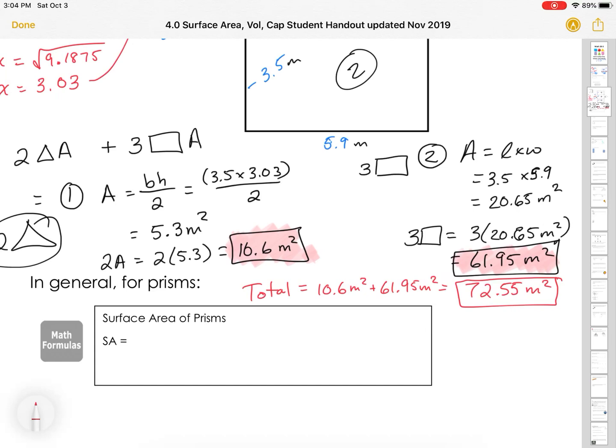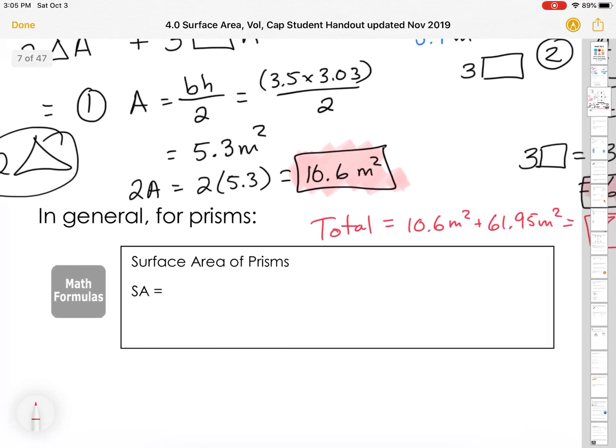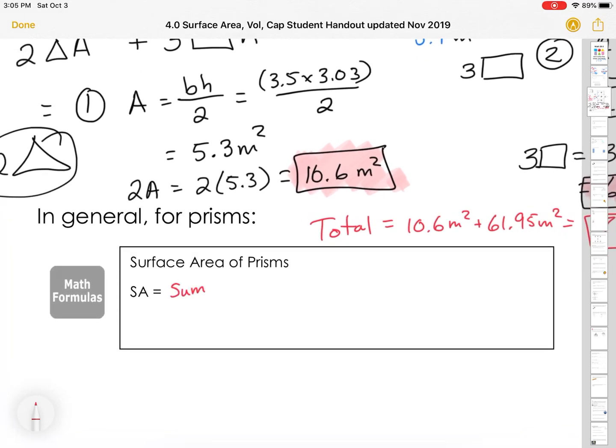Okay, so you do have to do a little bit of detective work, but it's really about sorting out what your sides are. Feel free to use different colors to label them with numbers. I'm sorry I wasn't a little better organized when I did this, but you can shade them with different colors and that sort of thing. In general, for prisms, the surface area is the sum of the surface area of all sides. Okay, so you'll have two bases plus the number of lateral sides.